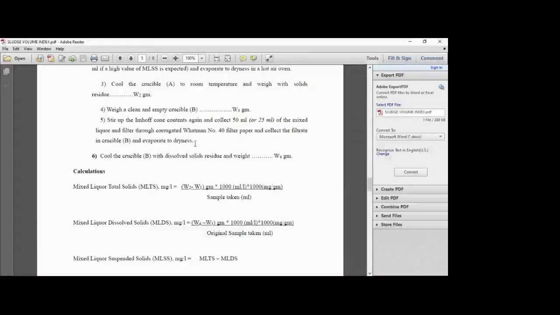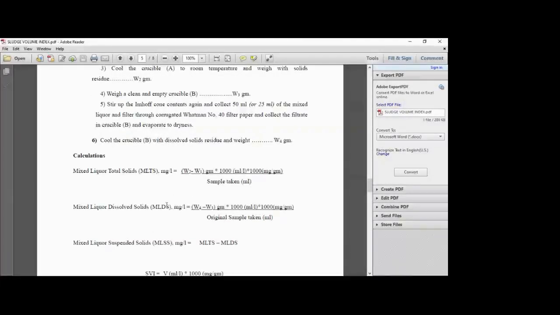Similarly, we are going to find out total dissolved solids. For that, we take another crucible, crucible B, and take its empty weight. Now we collect a filtrate, which passes through the Whatman filter number 40, and we evaporate the filtrate to dryness. That will give us the total dissolved solids. But as we have used MLSS, it will be called MLDS.